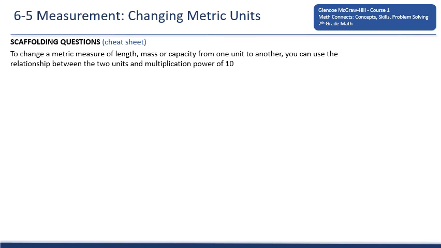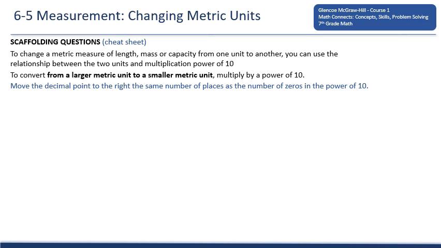Scaffolding questions. To change a metric measure of length, mass, or capacity from one unit to another, you can use the relationship between the two units in multiplication power of 10. To convert from a large metric unit to a smaller metric unit, multiply by power of 10. So if we're going to go from larger metric unit to smaller metric unit, we will multiply and move the decimal point to the right, the same number of places as the number of zeros in the power of 10.